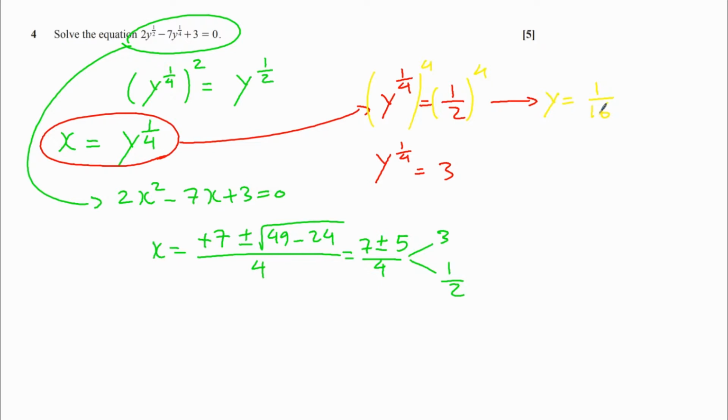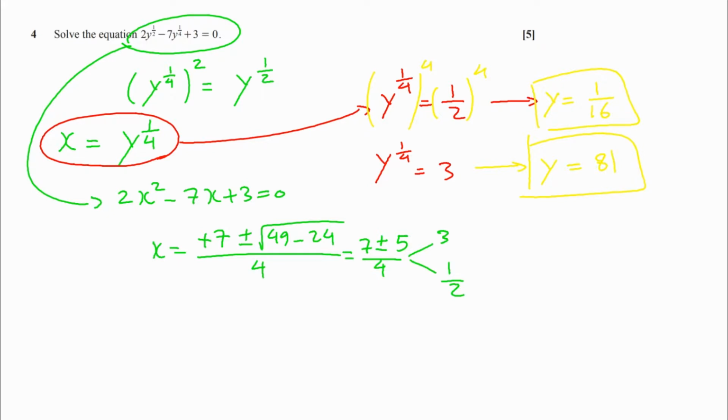And if we look at this one, again we do the same thing, both sides to the power of 4. The left hand side would be y, and the right hand side would be 3 to the power of 4, which is 81. So our answer for y could be 1 over 16 or 81. So we have two different answers.